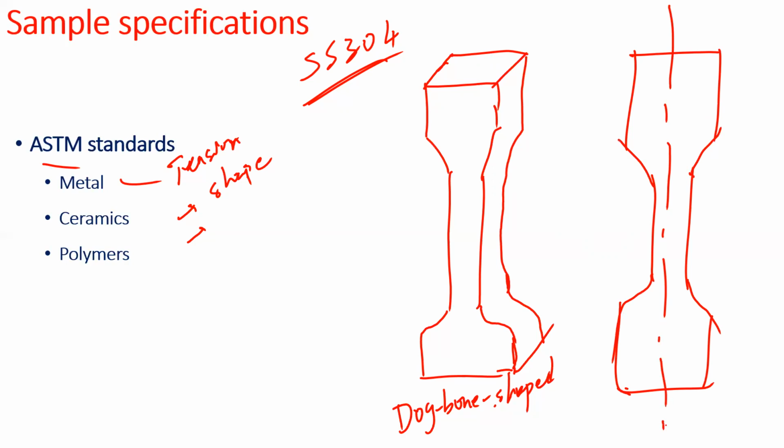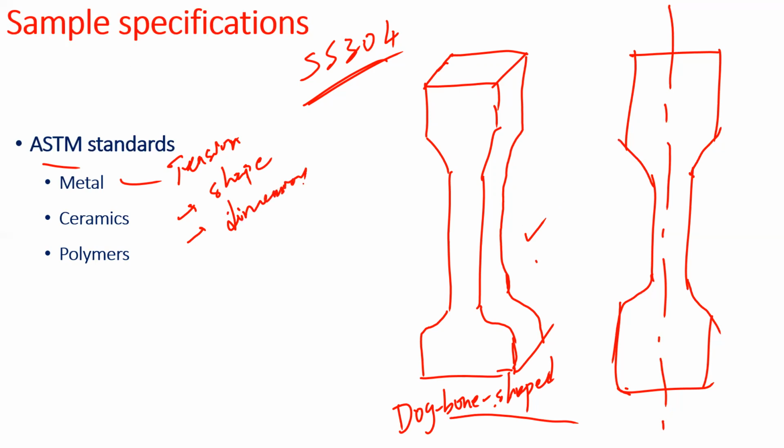So shape is one thing it will specify. If you have to choose a rectangular cross-section shape or this cylindrical shape, both of these are termed dog bone shapes. Either rectangular or cylindrical is something which the user can choose. Then the second thing it specifies is the dimensions, the spatial dimensions.